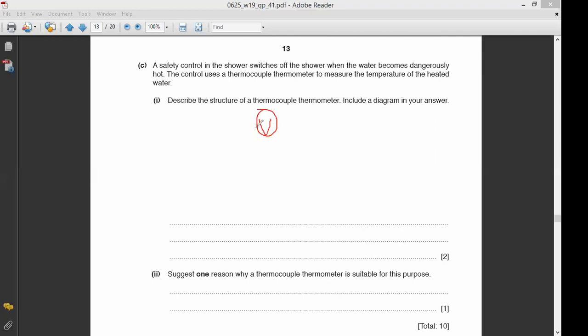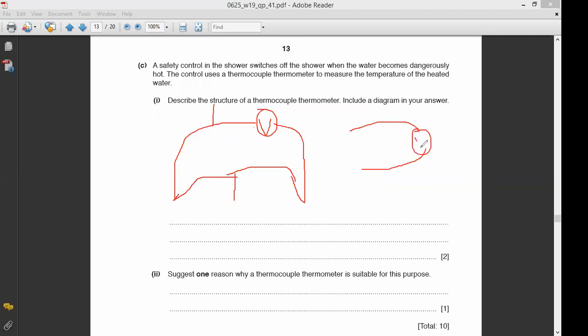Some people draw theirs differently. Now this is one metal wire. This could be steel, or this could be copper wire. This could be iron, and some other ones again. There are different ways they draw a thermocouple.